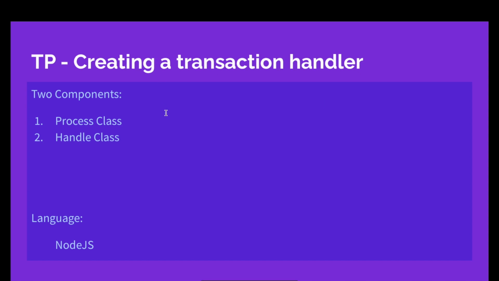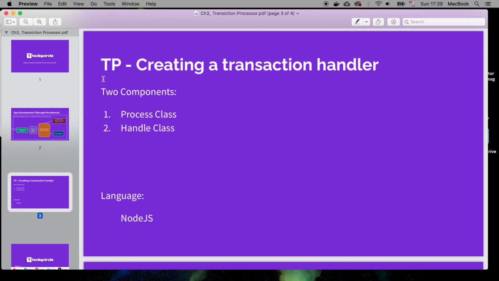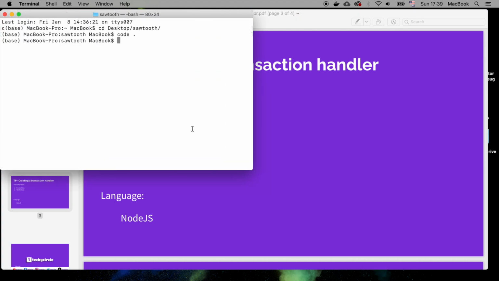To create this transaction handler, we will be creating two components, a processor class and a handler class. And for that, we will be using Node.js. So let's jump into the code and start creating it. Okay, so let me pull the Docker image.